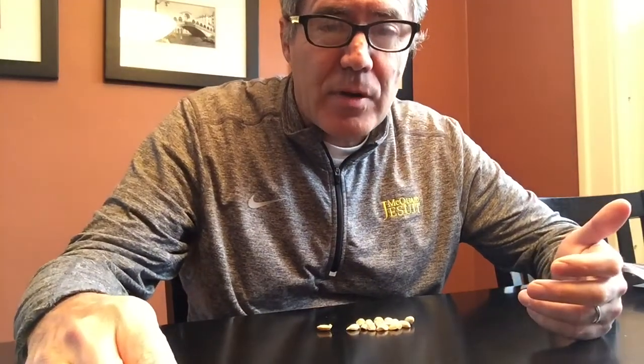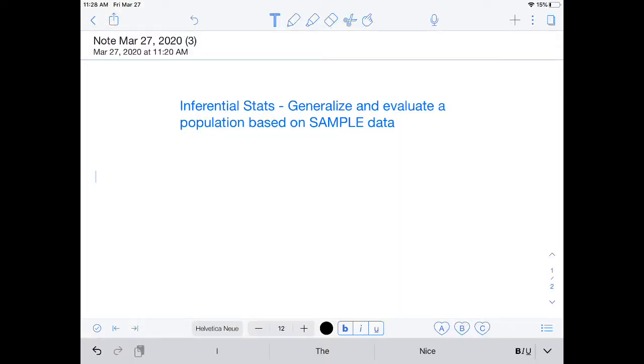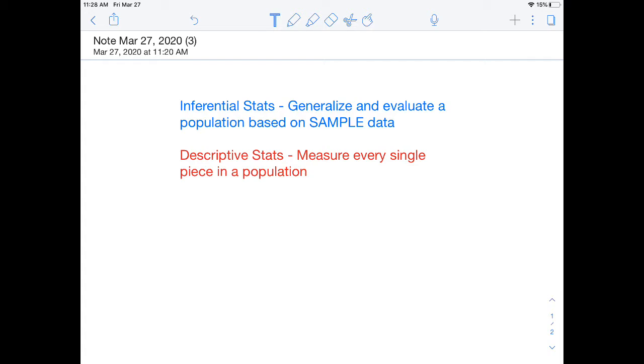Today's lesson, we're going to use statistical process control. Statistical process control uses something called inferential stats. With inferential stats, you can generalize and evaluate a population based on sample data. The other thing you could do is what is called descriptive stats.